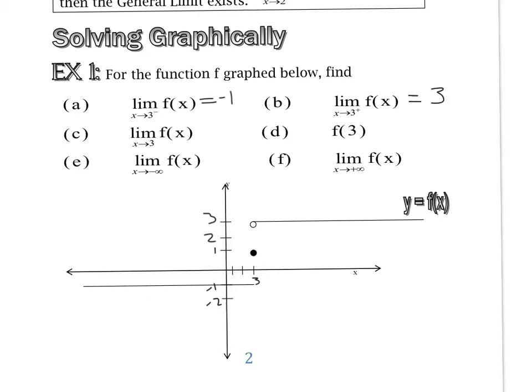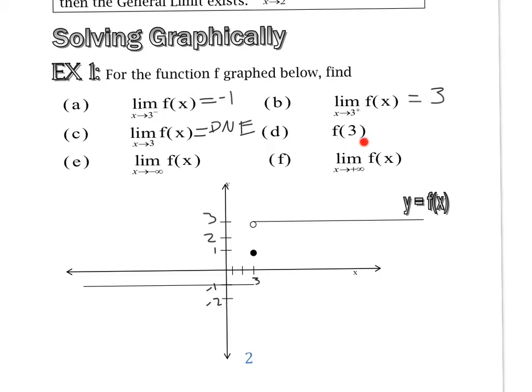Pretty simple idea. So then what is the limit? What's the general limit then as x approaches 3? Meaning, remember, the general limit can only exist if the limit is the same from the left and from the right. And here it is not, and so we would just say that that does not exist. The limit does not exist because it's not the same.